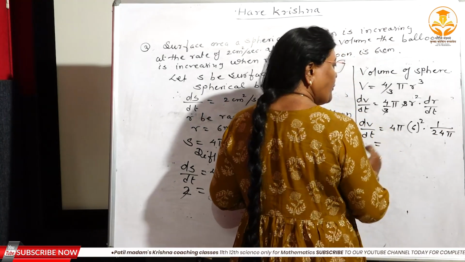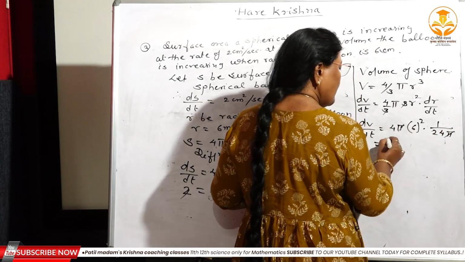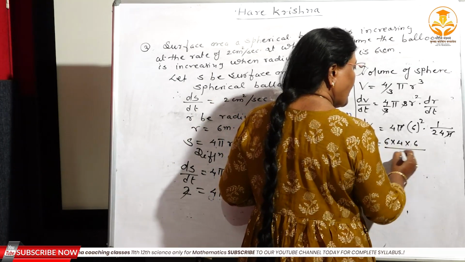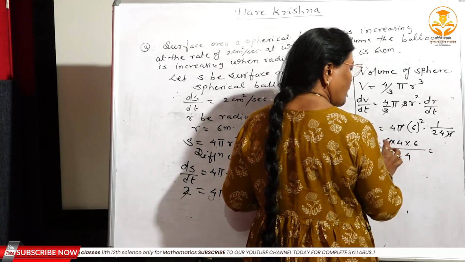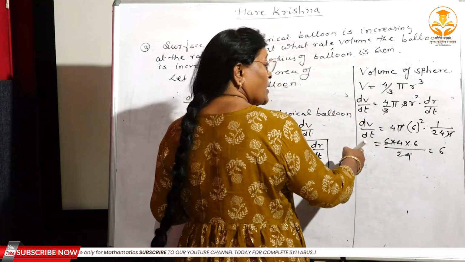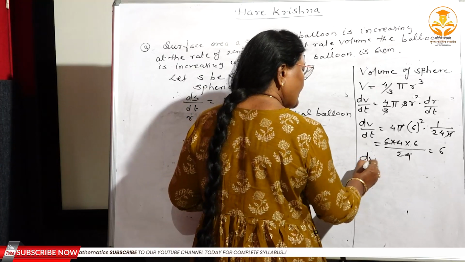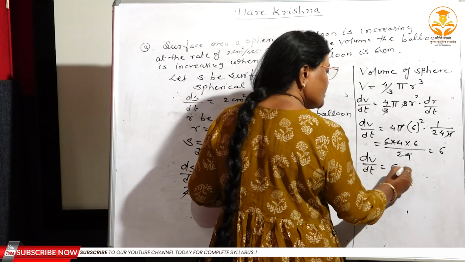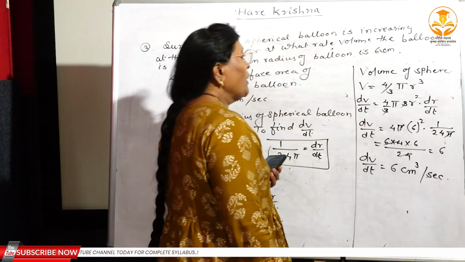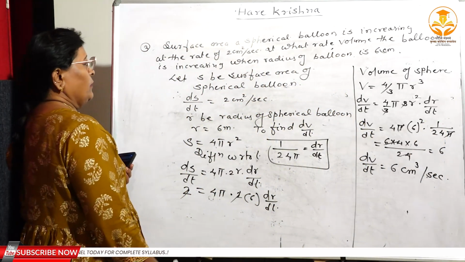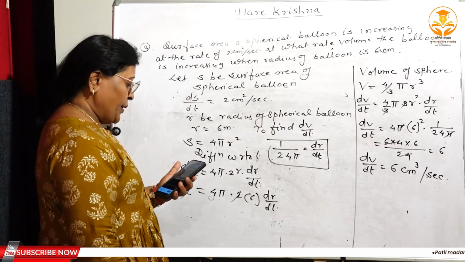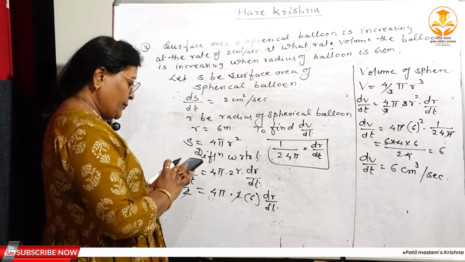Right? Again, if you observe this, pi gets cancelled. 6 into 4 into 6 divided by 24. Again 6 4s are 24, 24 gets cancelled. Again 6, isn't it? Since this is the volume, therefore dV divided by dt is equal to 6 centimeter cube per second. Therefore, the volume is increasing at the rate of 6 centimeter cube per second, isn't it?